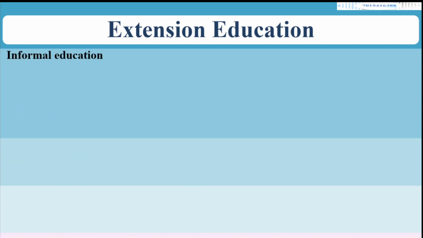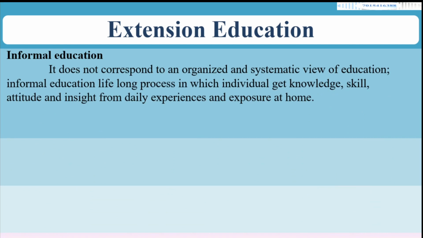Next is informal education. It does not correspond to any organized or systematic education center. This type of education is a long process in which any individual gets knowledge, skill, attitude, and insight from daily experience and exposure at home. It means any individual gets some information and knowledge from their surroundings. It is not a systematic way; from anywhere any individual can get the knowledge.